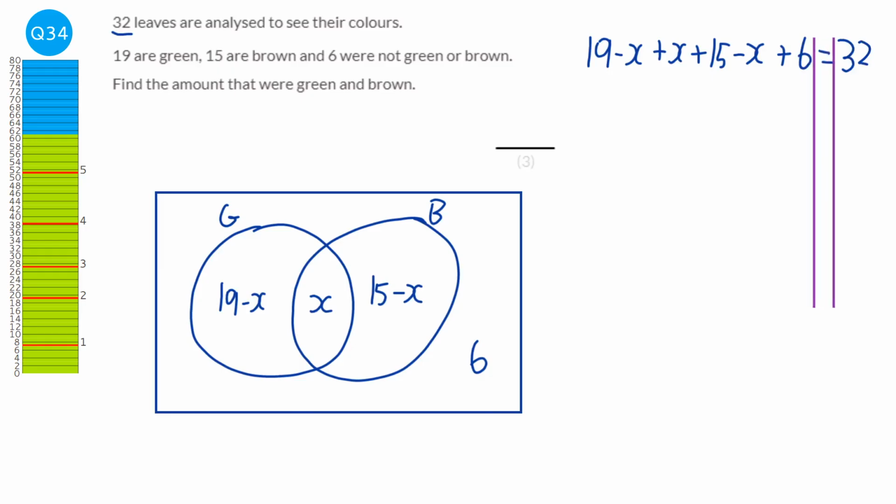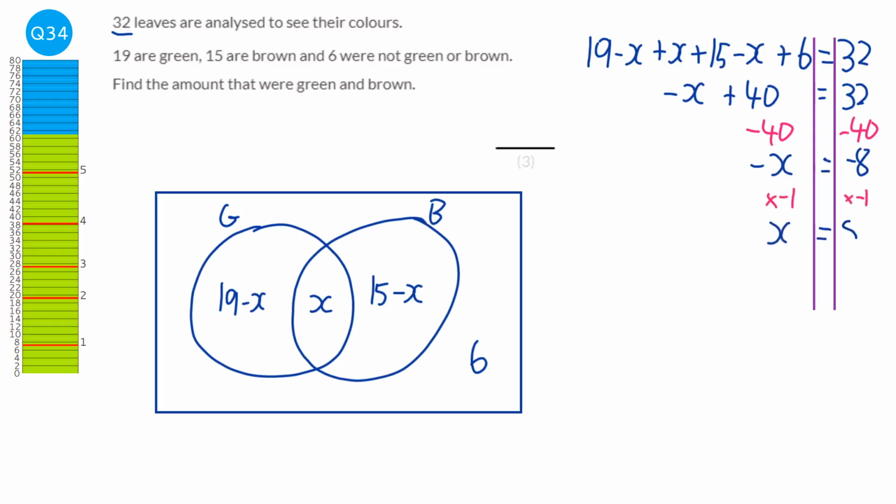And let's get our solving lines in. So we've got minus X and minus X, that will be a minus 2X. And we've got 19 plus 15 plus 6, which will be 40, equals 32. We're going to take away the 40 both sides. And we can just times by minus 1 both sides to make them both positive. So now we know X is 8, we can start filling in the Venn diagram.